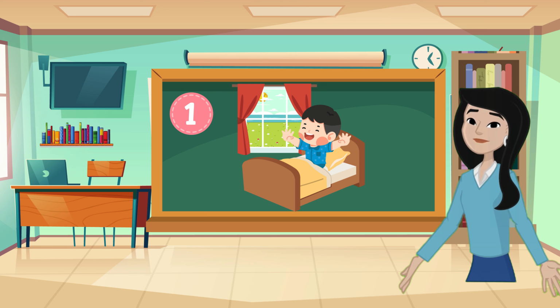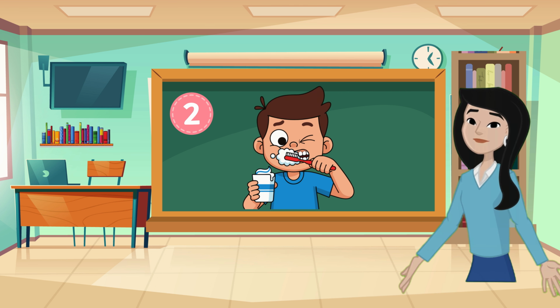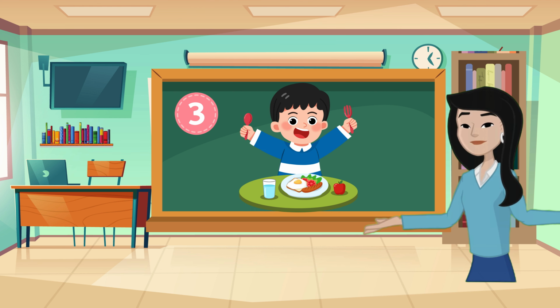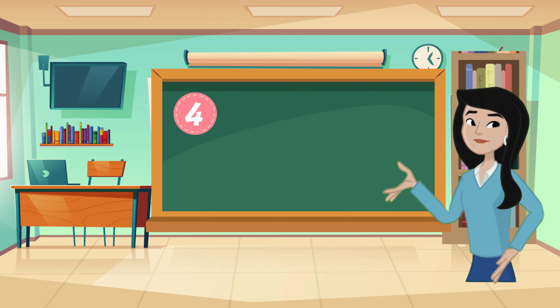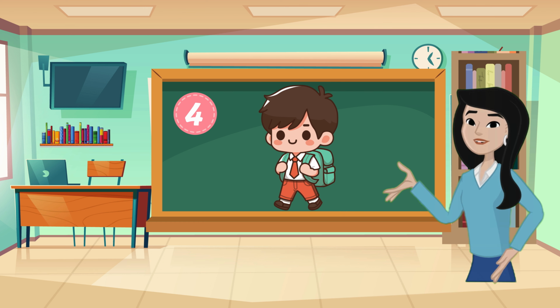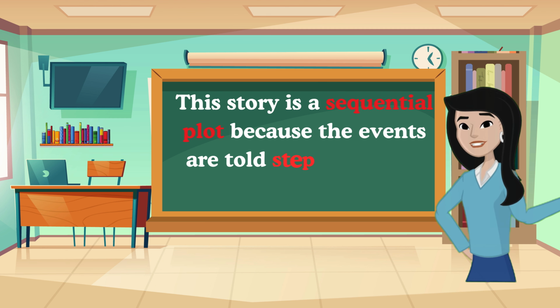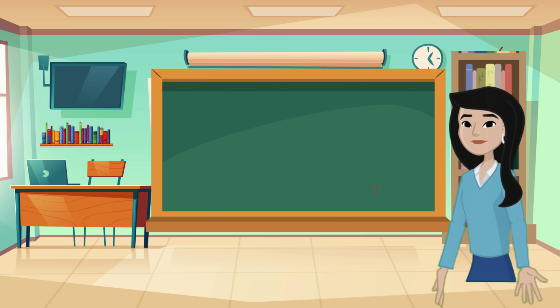First, Carlo woke up early. Next, he brushed his teeth. Then, he ate his breakfast. Finally, he walked to school. This story is a sequential plot because the events are told step by step in the right order.